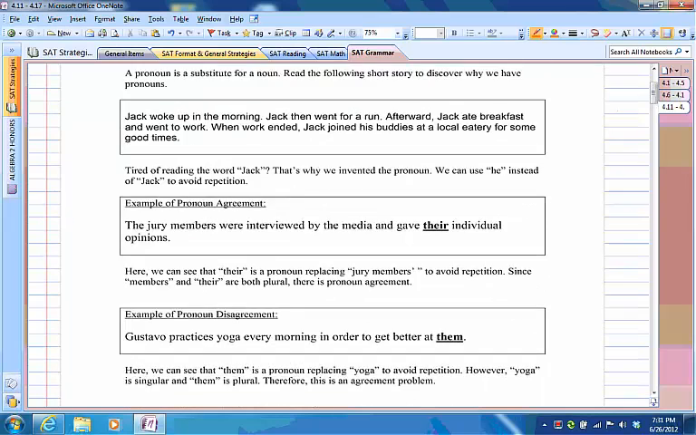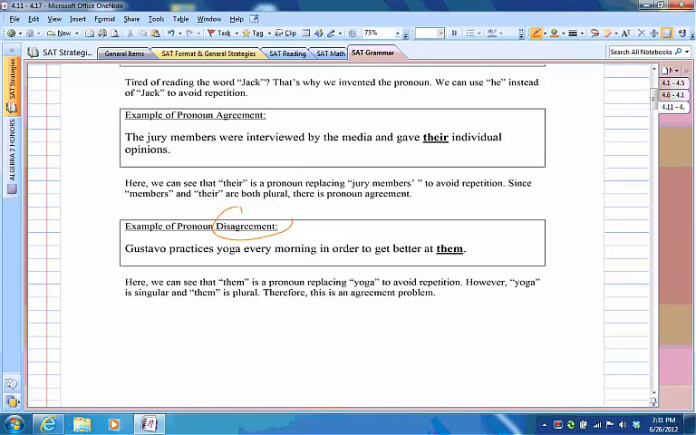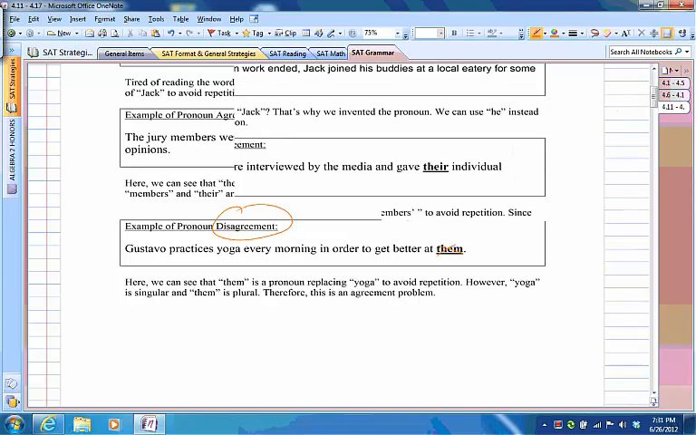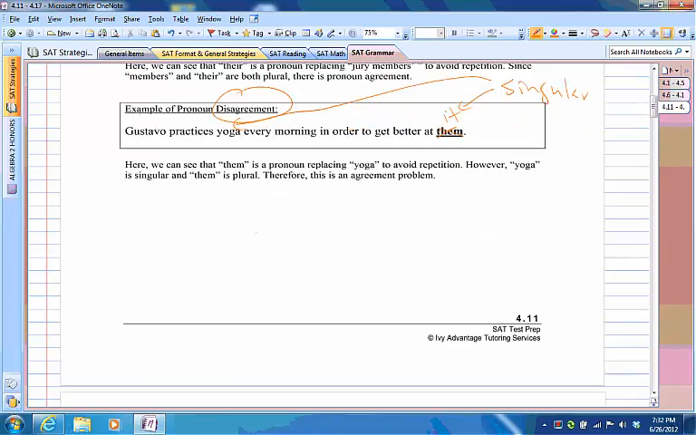But then we have a problem. This is disagreement. Gustavo practices yoga every morning in order to get better at it. It is singular because yoga is also singular. If you say Gustavo practices his karate moves every morning in order to get better at them, because you're talking about karate moves, that's plural, then use them. So make sure you know that the pronoun agrees with whatever it's referring to.